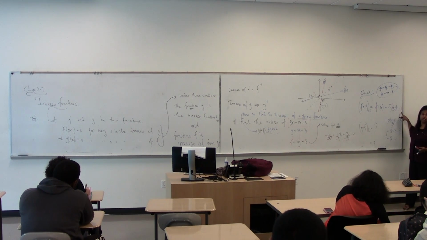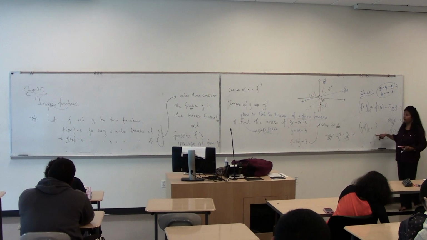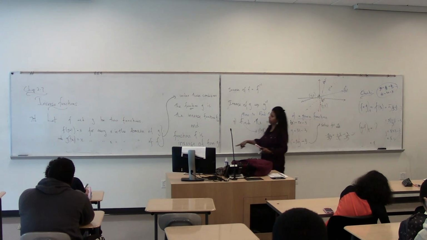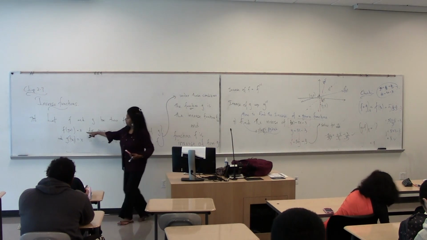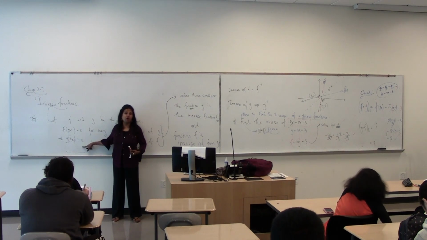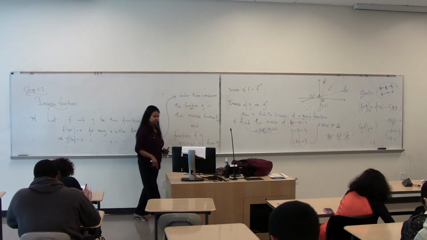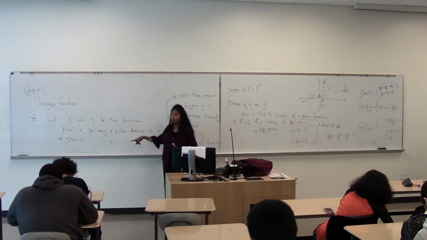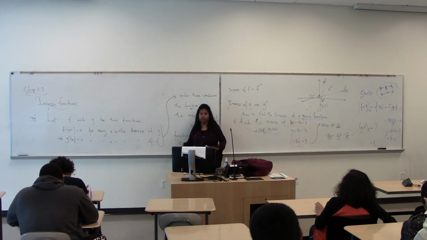When they are inverses of each other, the composition algebraically, when you do the algebra, is supposed to get x, for all x in the domain of G and the domain of F.